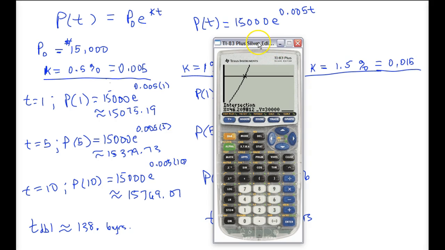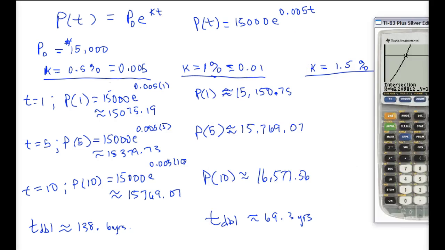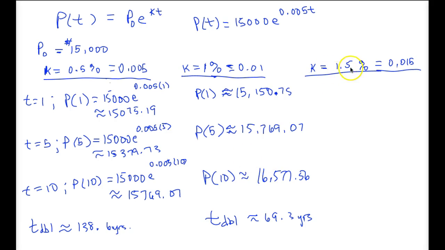So the very last thing that I'm going to do is for this last one here, when we have 1.5%, we're going to show you how we can actually calculate that mathematically, without us having to use our calculator to do the whole intersection thing.